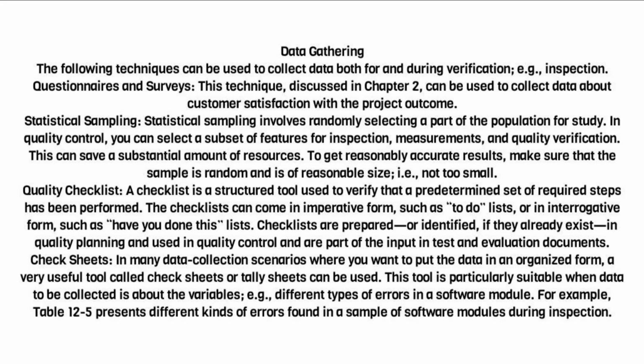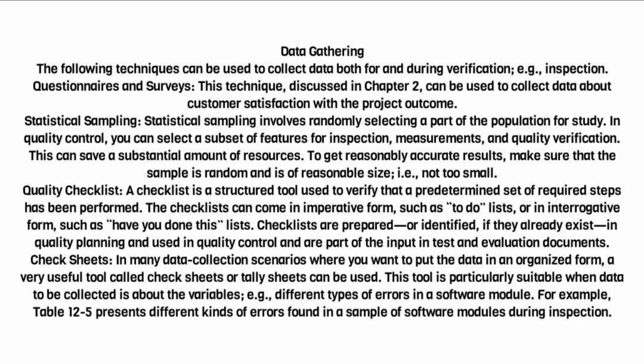Data gathering. The following techniques can be used to collect data both for and during verification, for example, inspection. Questionnaires and surveys. This technique, discussed in Chapter 2, can be used to collect data about customer satisfaction with the project outcome. Statistical sampling. Statistical sampling involves randomly selecting a part of the population for study. In quality control, you can select a subset of features for inspection, measurements, and quality verification. This can save a substantial amount of resources.